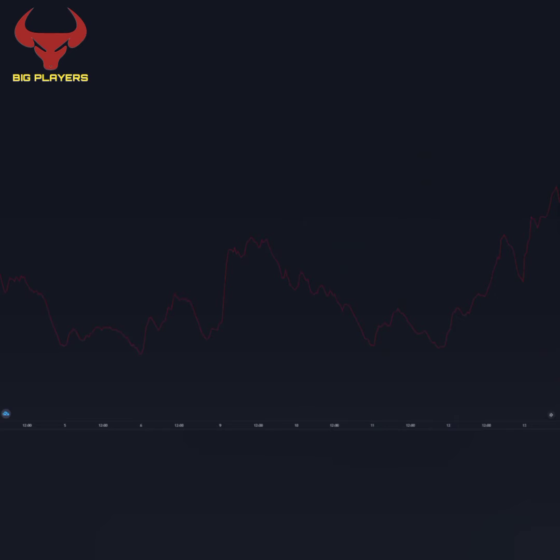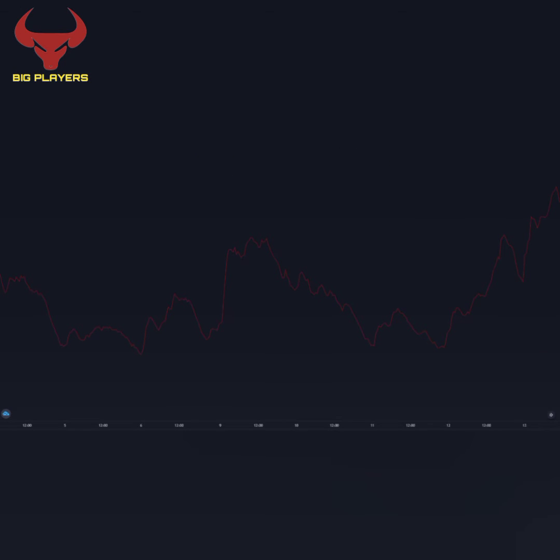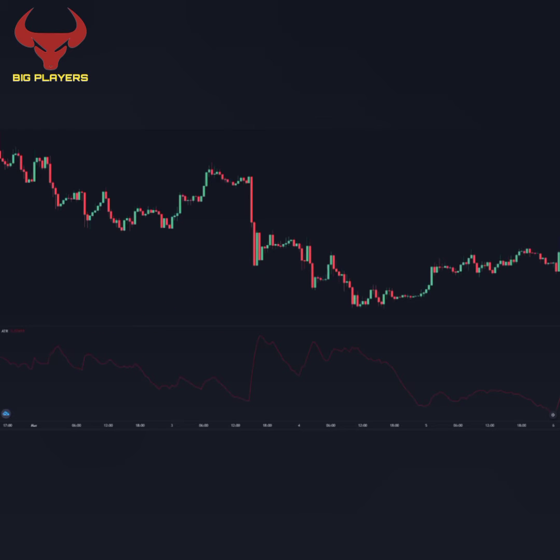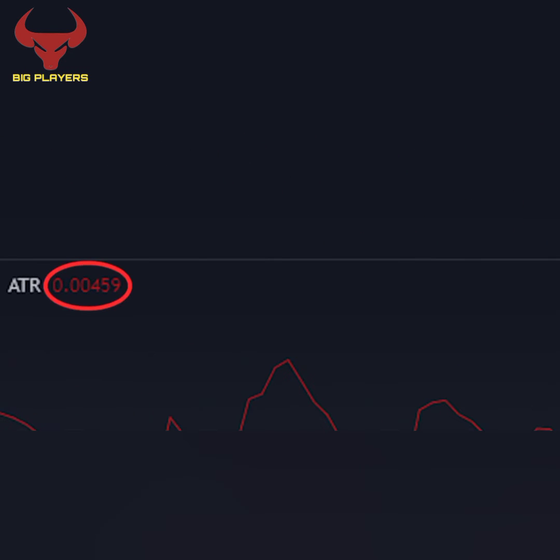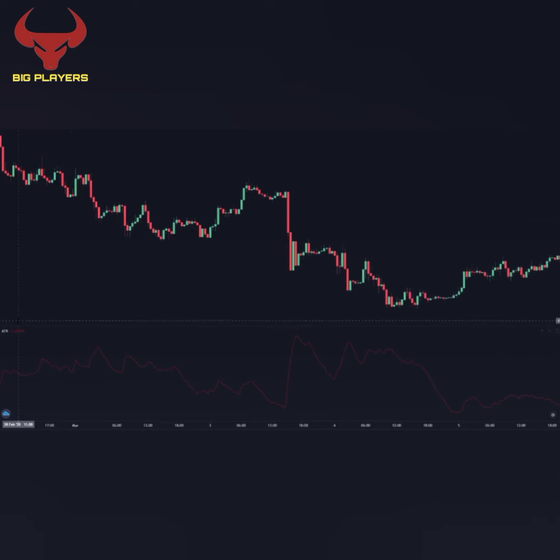The ATR indicator stands for Average True Range, and its only purpose is very simple: to identify the volatility in the market. So when you open the ATR indicator, you'll get a single line. But believe it or not, you don't really need this line, because the only important part of the indicator is the ATR value, the number in the corner. This number shows the average pips in the market in the past 14 candles. You can switch this to whatever value you want in the settings, but I prefer the original.